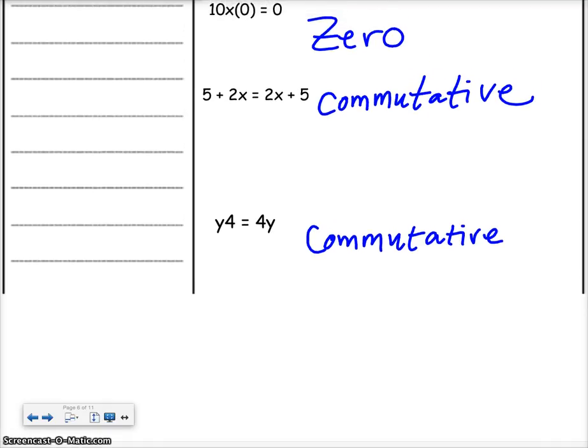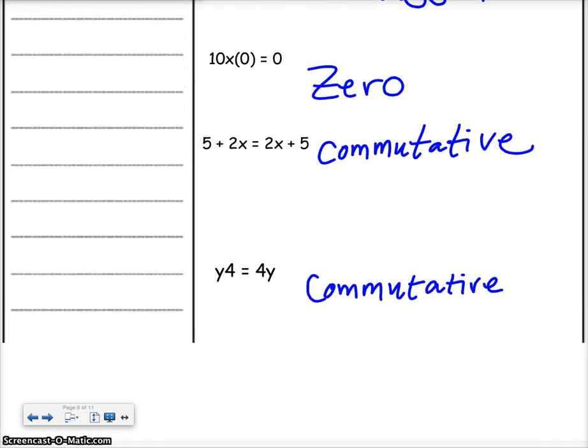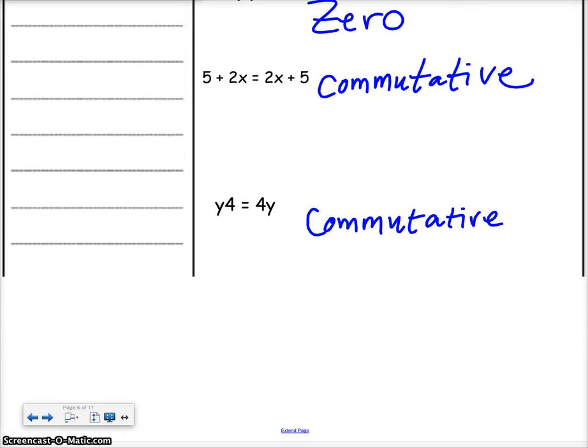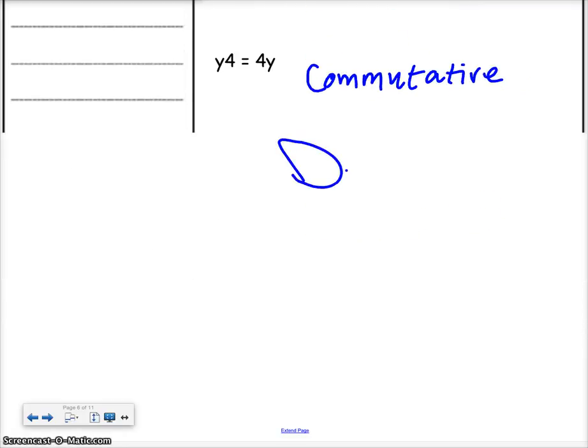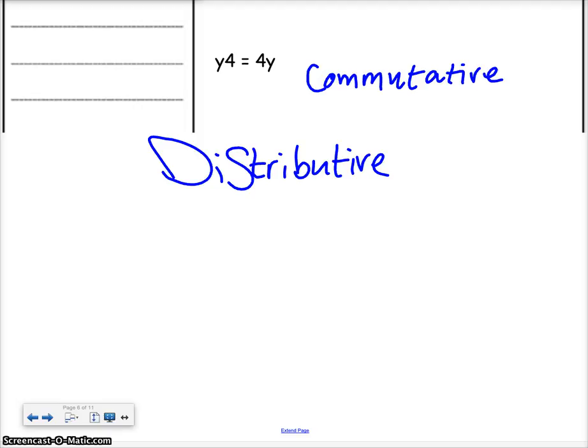Why don't we have distributive? Is there another page with distributive property? No. What the heck? 8th graders need to know distributive property. Make a new heading. This will be great. I know how to do this. Distributive property.